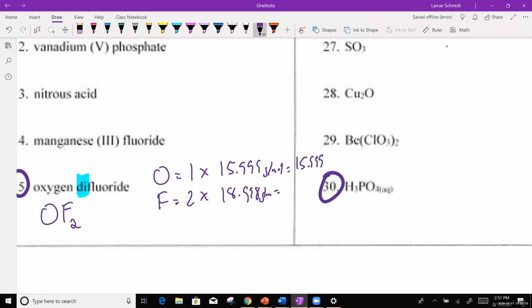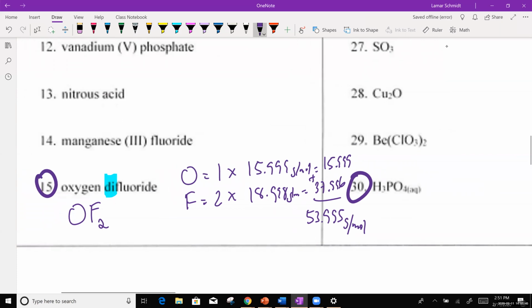And so here we get 15.999. I'm running out of room. And then 18.998 times 2 is 37.996. So you add those two values up, and you get 53.995 grams per mole. And that is the mass. 53.99 grams are for every 1 mole.